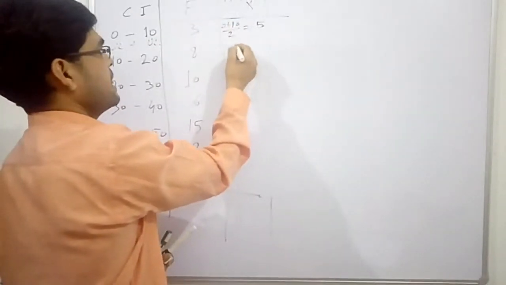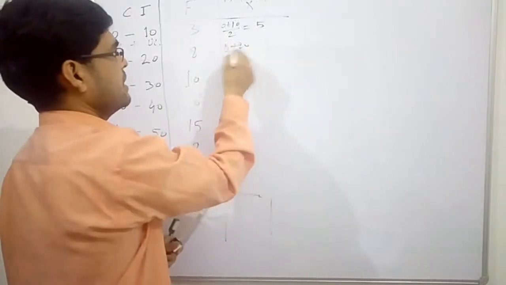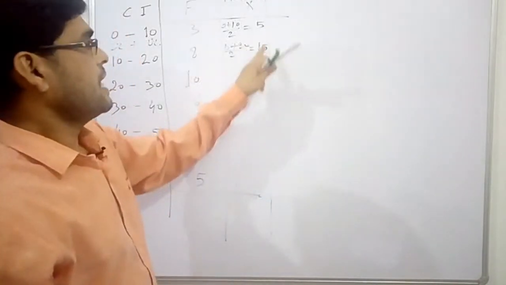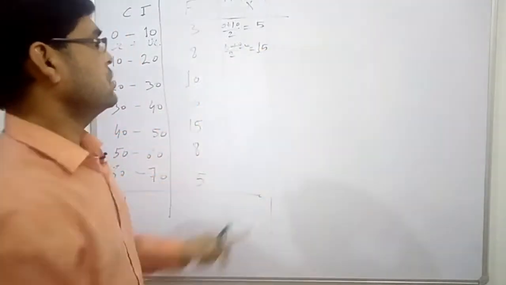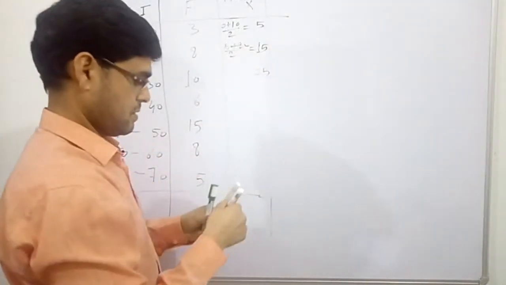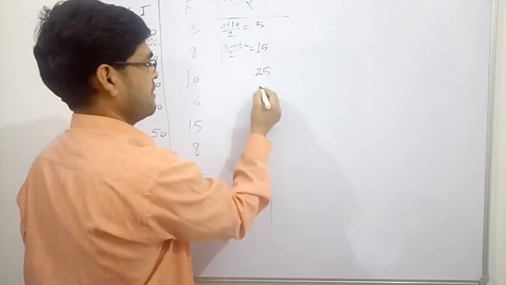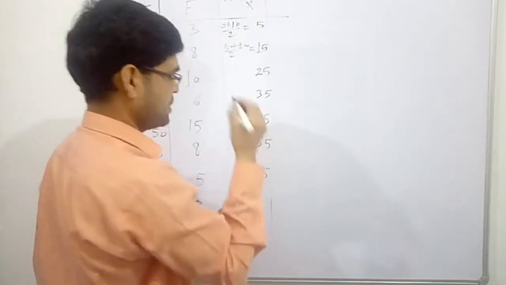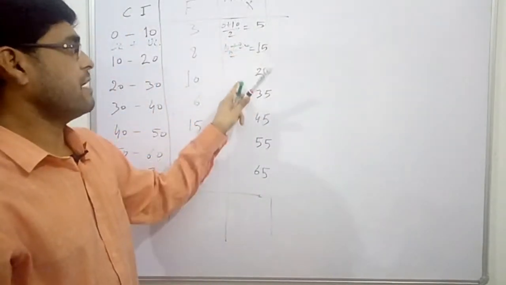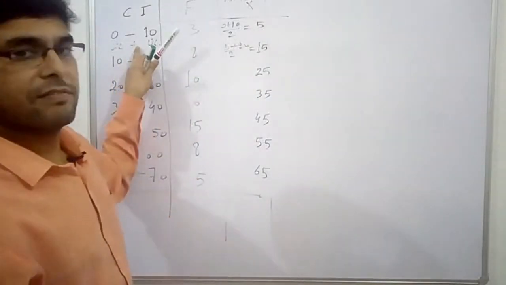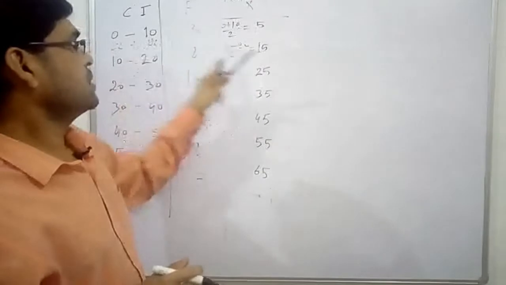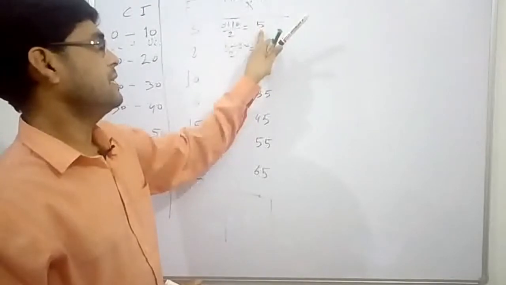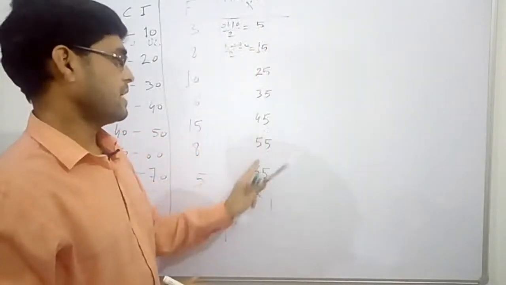For the second one, 10 plus 20 divided by 2 becomes 15. And if we add 10 to each succeeding value, this gives us 25, then 35, 45, 55 and 65. You do not need to calculate this every time, as the class interval is 10. It is easy to get the mid values by finding the first mid value and adding 10 to each succeeding one.